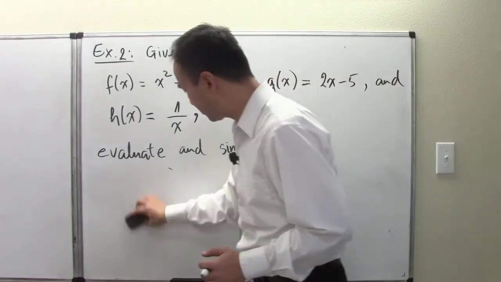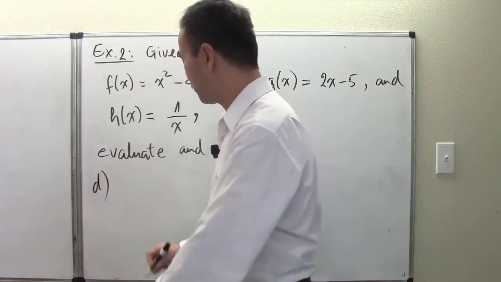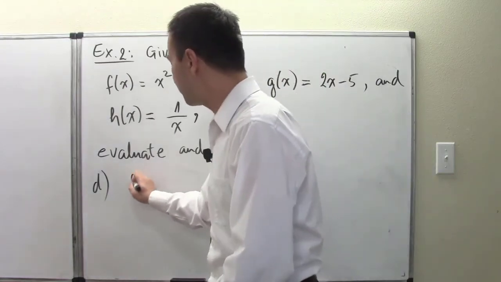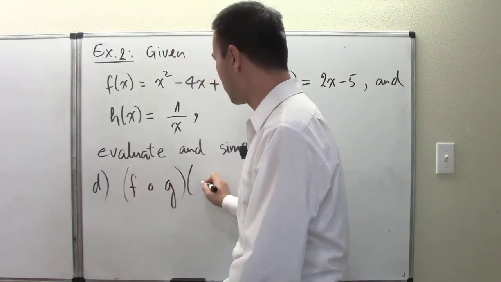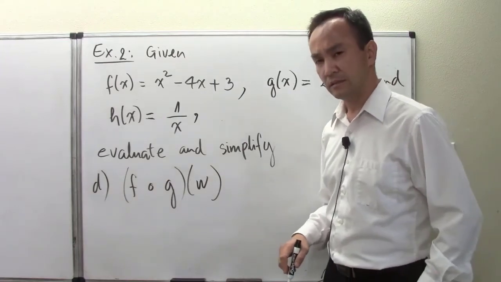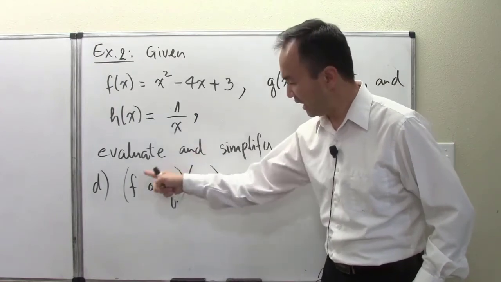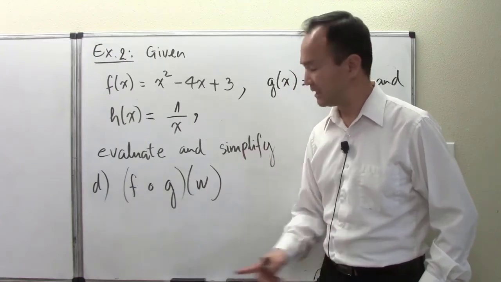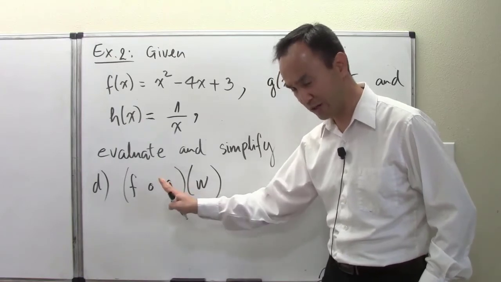So once in a while, let me remind you about this. Let me call that part D of the example. I'm going to pick another pair of functions. How about this time it's f circle g, but now instead of x here, I'm going to call that w. F circle g at w. Formally, f of g of w. Let me verbalize that again: f of g of w, or f of g, as usual, at w.